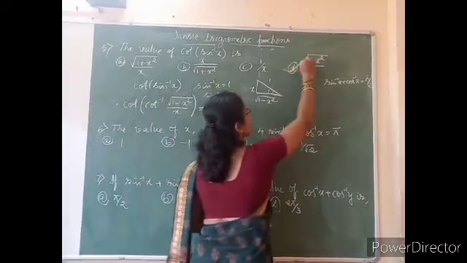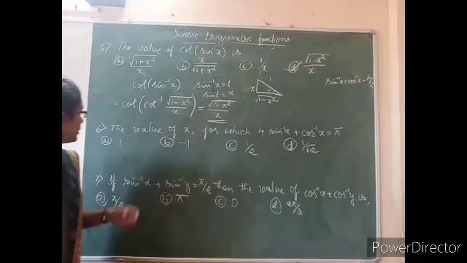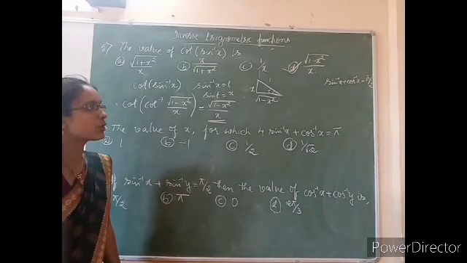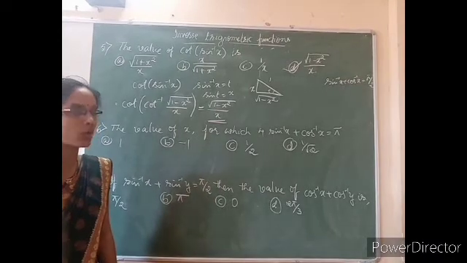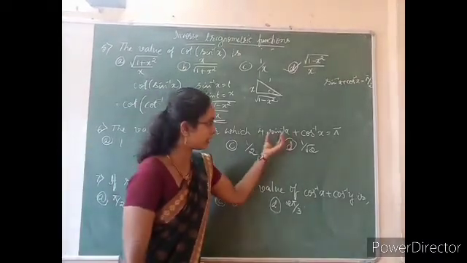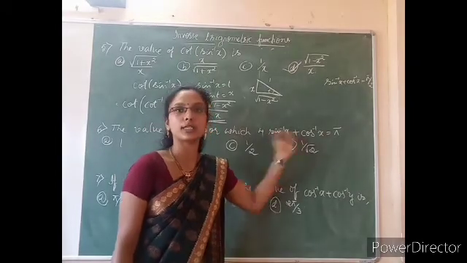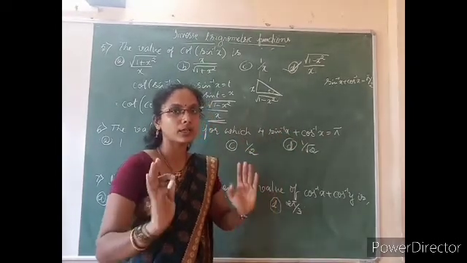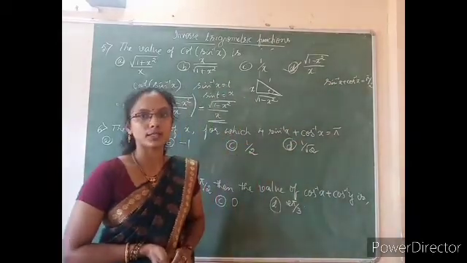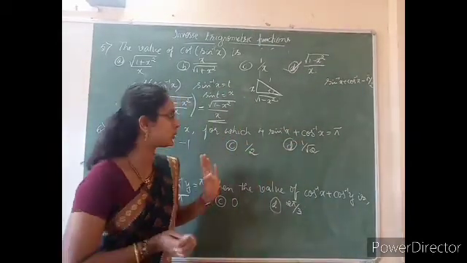Therefore, the option 4. The next problem is the value of x for which 4 sin inverse x plus cos inverse x is equal to pi. Whenever you see sin inverse x plus cos inverse x, you think of the formula sin inverse of x plus cos inverse of x is equal to pi by 2.